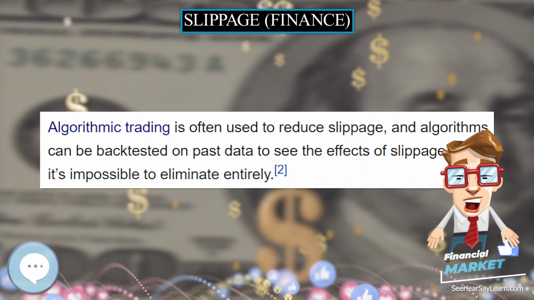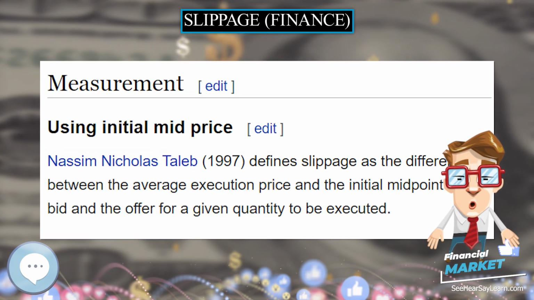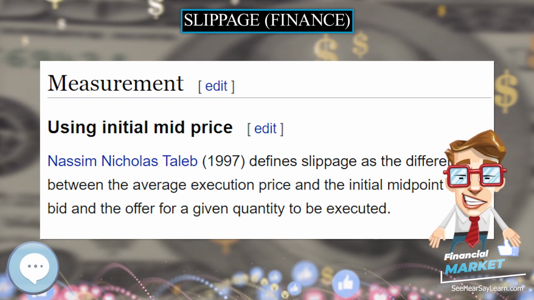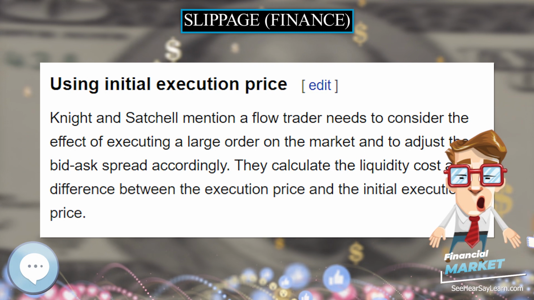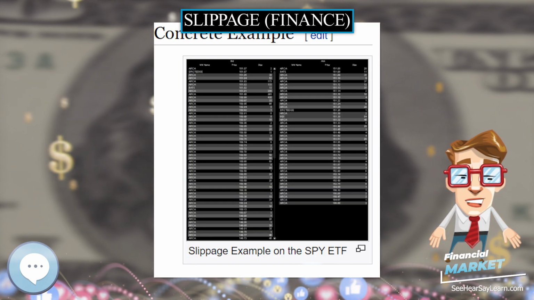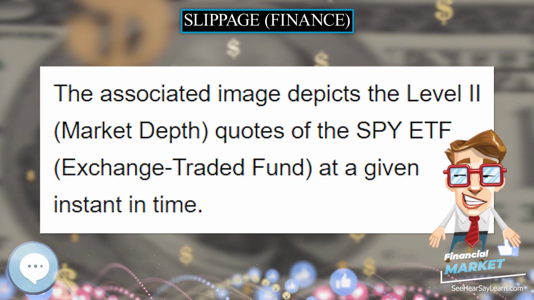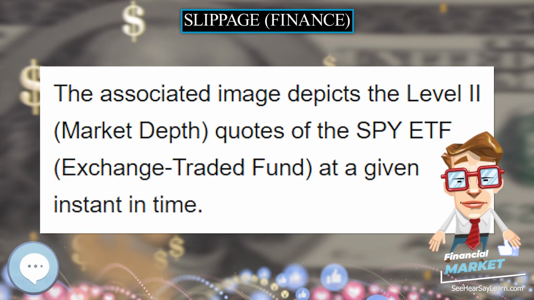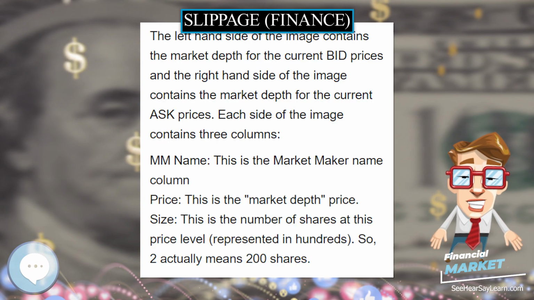At the $151.08 ask price point, there are 3,900 shares available, 2,800 by the ARCA market maker and 1,100 by the BATS market maker. This is typically represented in quote form as $151.07 x 300 by $151.08 by 3,900. To properly understand slippage, let's use the following example.